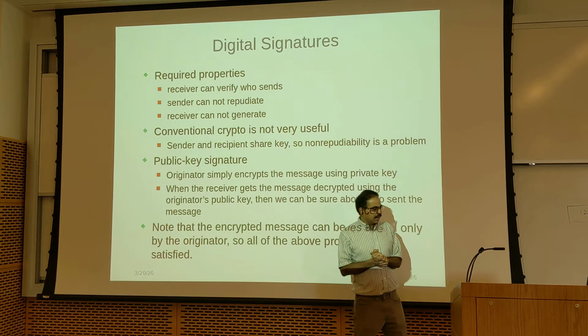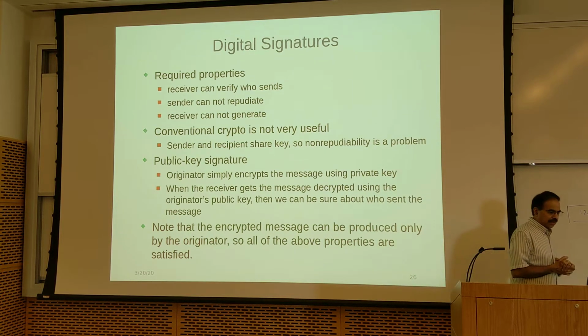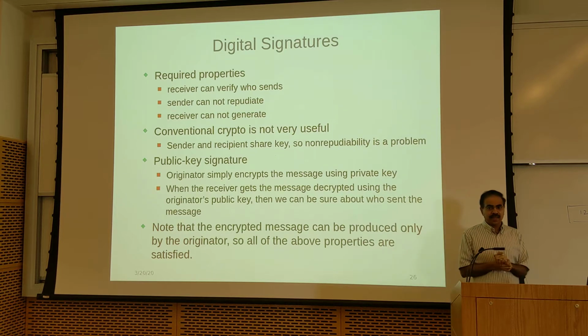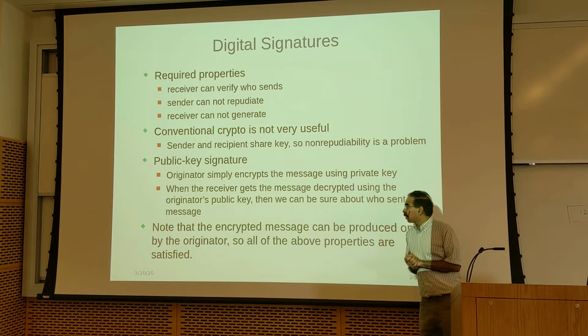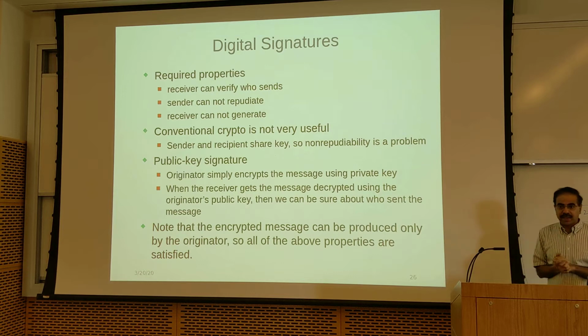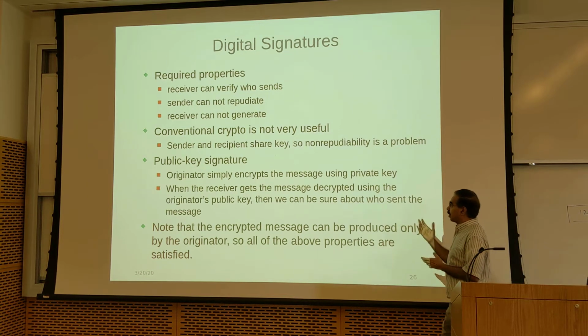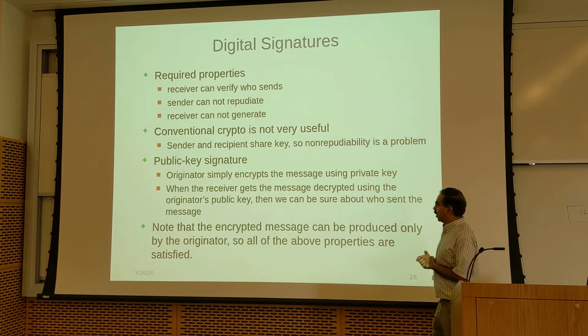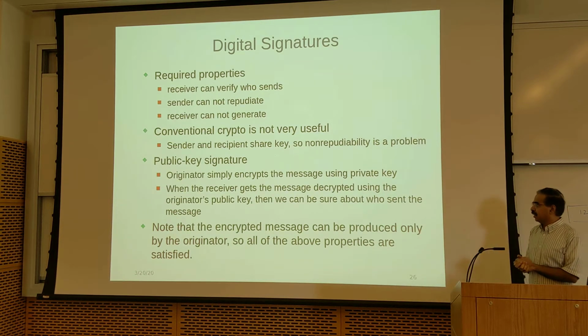And it's fairly easy to understand why conventional crypto is not that useful here, because both the sender and receiver have the same key. Therefore, whatever the sender can generate, the receiver can generate. So you can't have the third property where the receiver is not able to generate the signature. So we generally rely only on public key signatures. How to sign, we talked about at least in the abstract when we introduced public key cryptography: the originator simply encrypts a message using their private key.